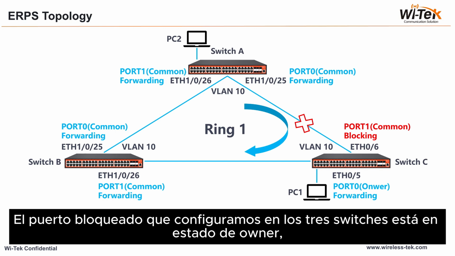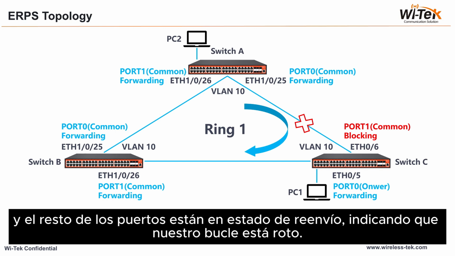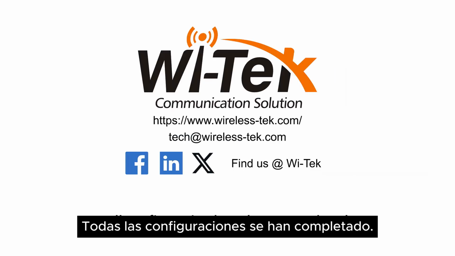The blocking port we set up in the 3 switches is in the owner state, and the rest of the ports are in the forwarding state, indicating that our loop is broken. All configurations have been completed.